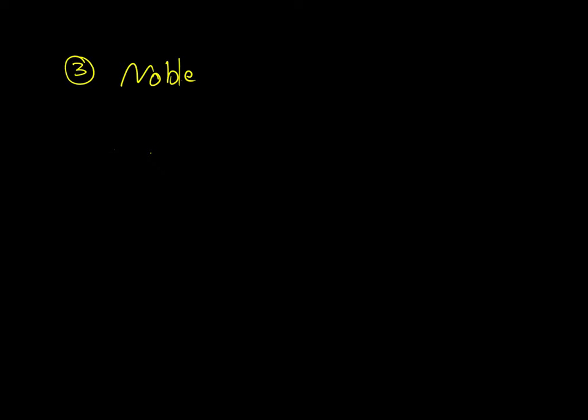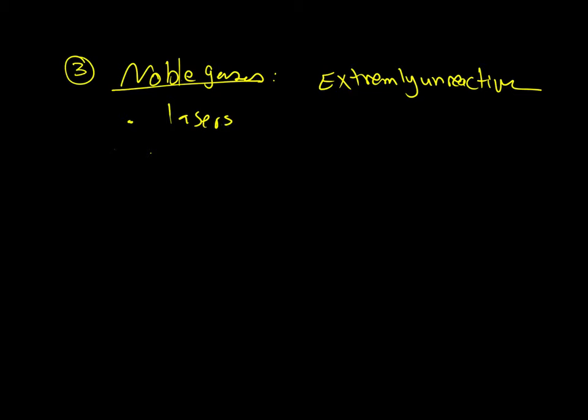The last group of representative elements we are explaining now is the group of noble gases. Noble gases, chemically, are very unreactive, extremely unreactive. Their uses include lasers, light bulbs, and neon signs.